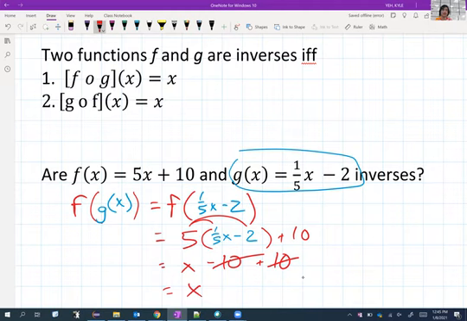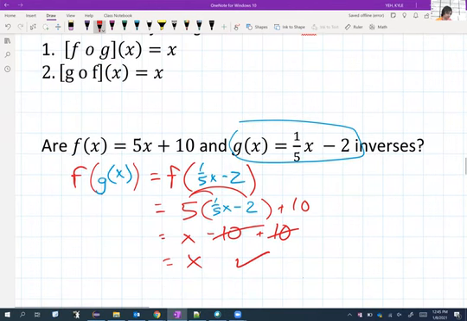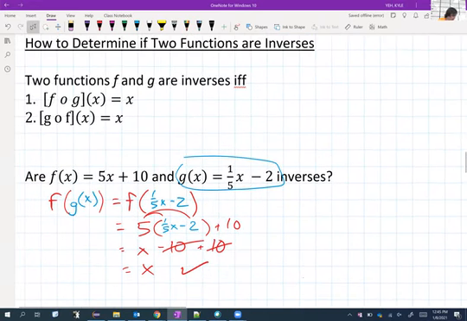leaves us with just x. The f of g of x kind of canceled them out. And so now we have, yep, f of g of x equals x. However, we're not done. We also want to check g of f of x.